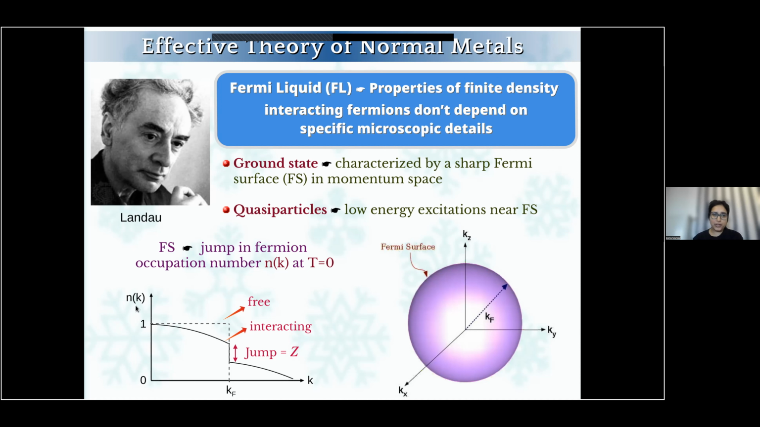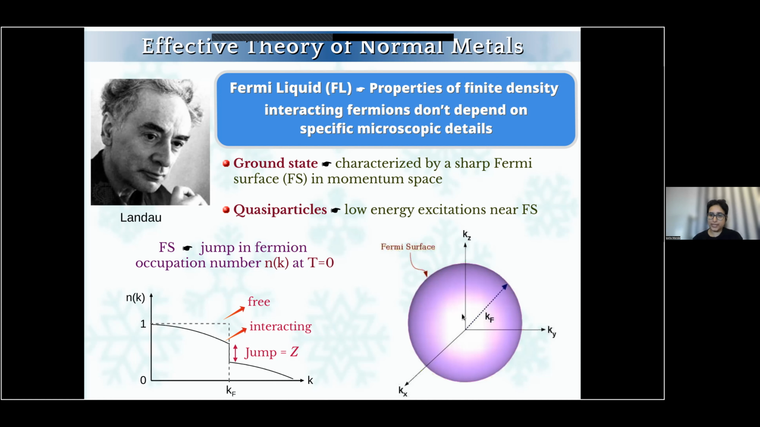And if we plot the occupation number against the momentum k, we see that there is this jump, which is the location of the Fermi surface or the Fermi momentum. Now, this definition applies to both free and interacting systems, and the jump is often denoted by the symbol Z. The jump is equal to 1 for a free system, and it is reduced from the value of 1 for an interacting system.